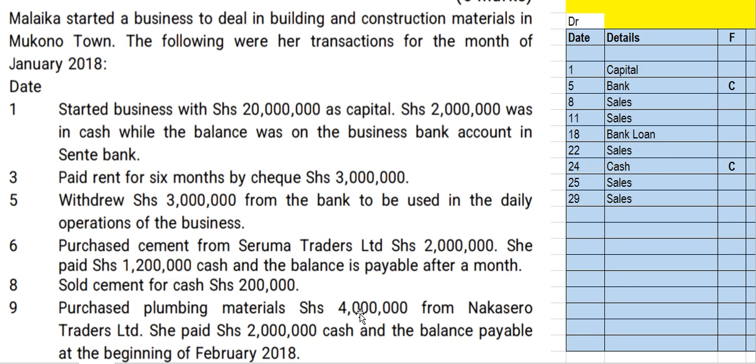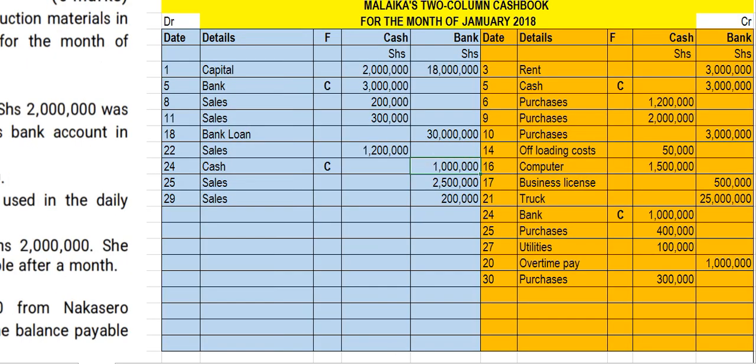In my cash book I'm looking at January 2018, where we have cash inflows and cash outflows. So cash outflows or inflows in the next month, we don't enter them in the cash book of January. This is a payment of 2 million cash, and I have it in my cash book as you can see. Purchases, 2 million cash. The balance amount, I don't record it anywhere in the cash book for now.